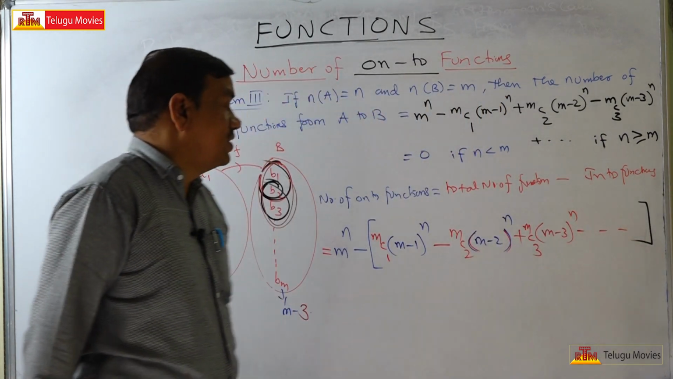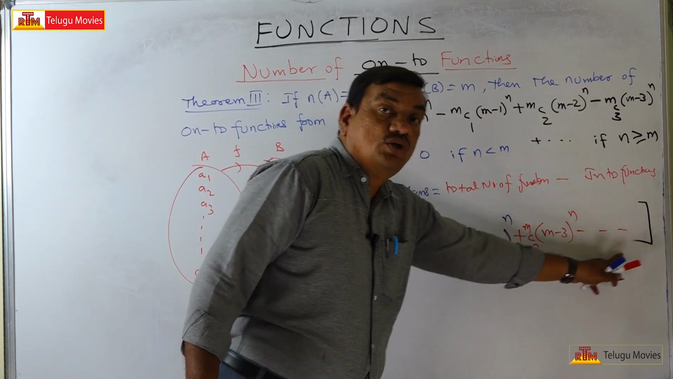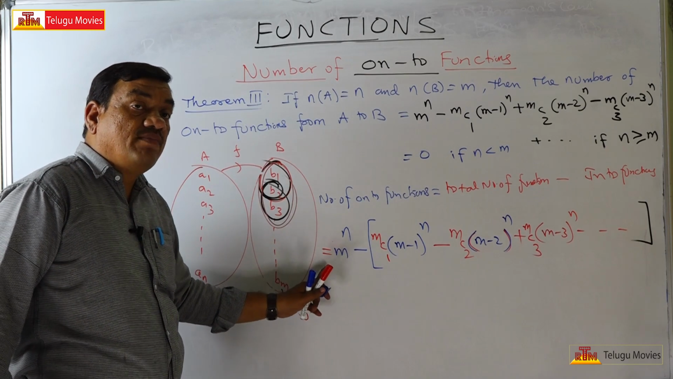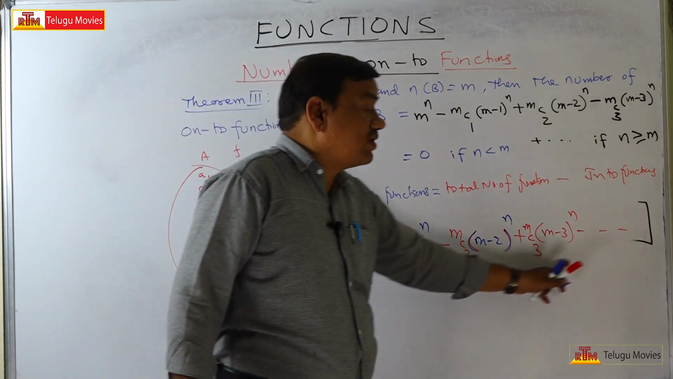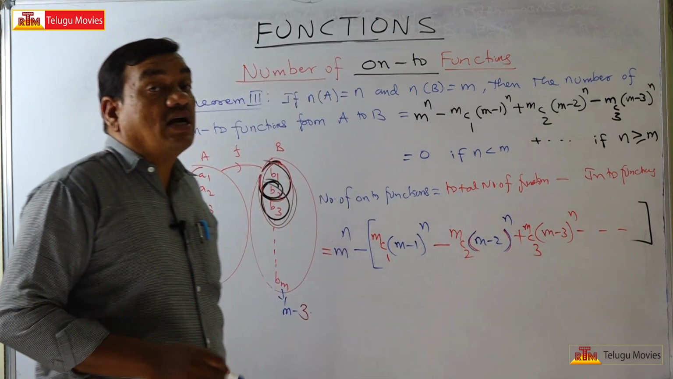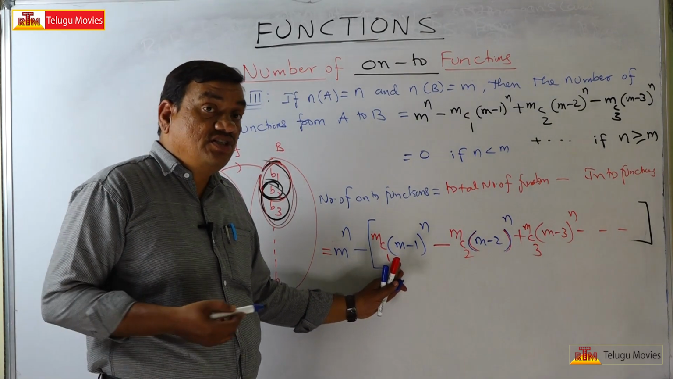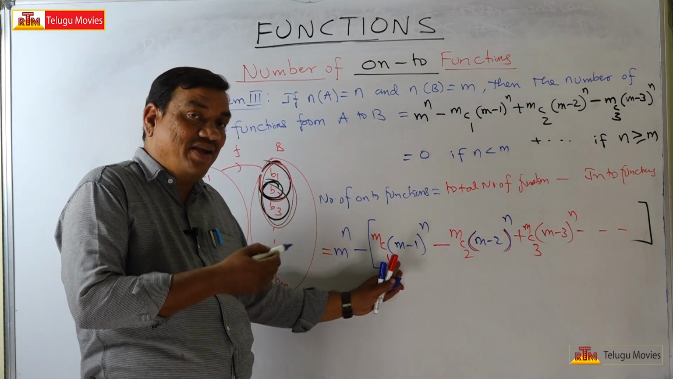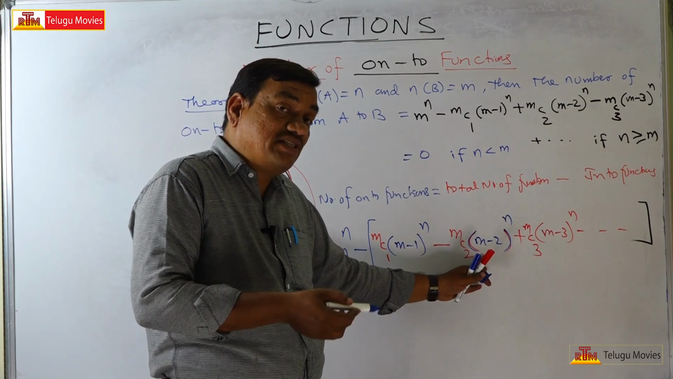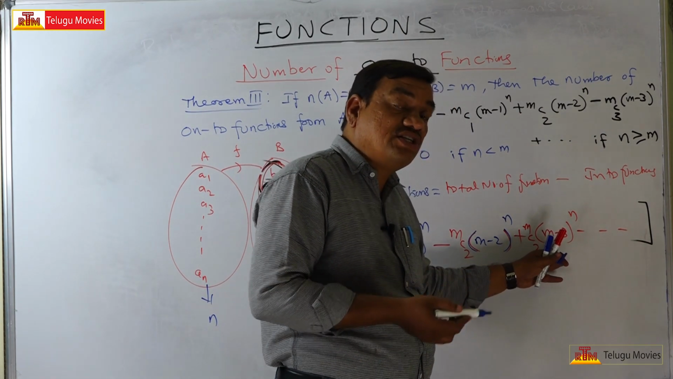Understand this concept? So this is the total number of into functions. This is the total number of functions. From the total number of functions, you subtract the total number of into functions. Understand why you have taken plus, minus, plus, minus. This is according to the principle of inclusion and exclusion. N of A, N of B, N of C. This is minus N of A intersection B and minus B intersection C minus A intersection C. Again this plus N of A intersection B intersection C.